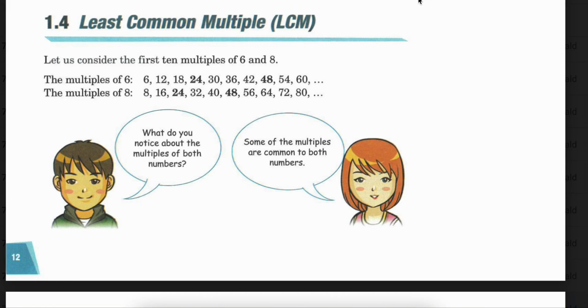Right, now least common multiples. If you remember from a previous video, multiples are where you multiply the number and you keep getting bigger and bigger products. So for the multiples of 6, you would take 6, multiply by 2 to get 12, multiply by 3 to get 18, by 4 to get 24, by 5 to get 30, and so on.